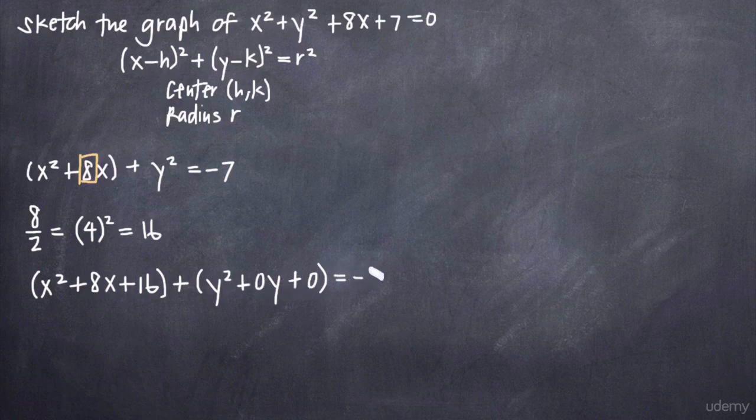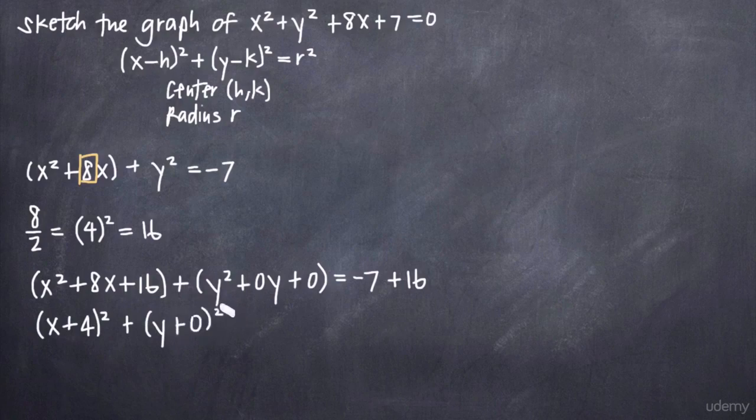And then over here on the right-hand side, we have our negative 7. But remember that we added 16 to the left-hand side, so we also have to add it to the right-hand side in order to prevent us from changing the equation. Now we want to factor our set of x terms and factor our set of y terms. So we'll get the quantity x plus 4, squared. We'll get the quantity y plus 0 squared. And then over here on the right-hand side, we'll get negative 7 plus 16, which will give us a positive 9.